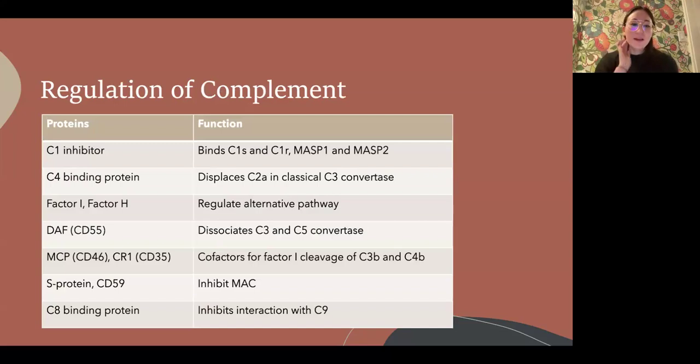Okay, so this is the regulation of complement. We'll talk about a few of these different proteins that regulate things and how they might result in different complement disorders that we now know. So C1 inhibitor, we are all familiar with HAE. And then there's factor I, factor H. These are really important in regulating the alternative pathway. We'll talk about decay accelerating factor, CD55, as well as membrane cofactor protein, CD46. And then CD59 is important for inhibiting the membrane attack complex.